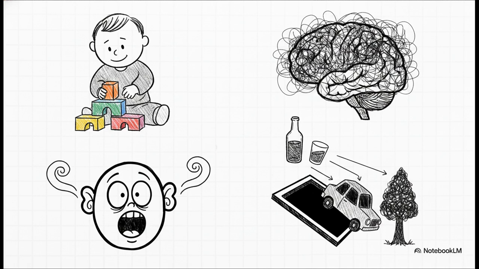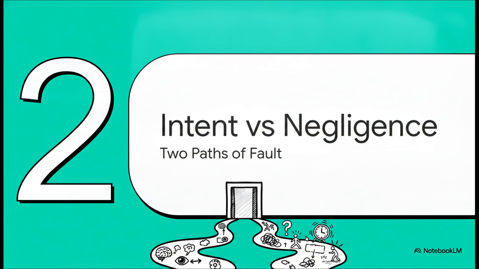A person might be entirely will-less and totally lack accountability at the moment they crash their car, but they are still on the hook. Why? Because their accountability existed earlier, back when they made the voluntary choice to consume alcohol. It's called actio libera in causa, and the law traces liability right back to that initial choice. Moving on to part two, the two paths, intent versus negligence.